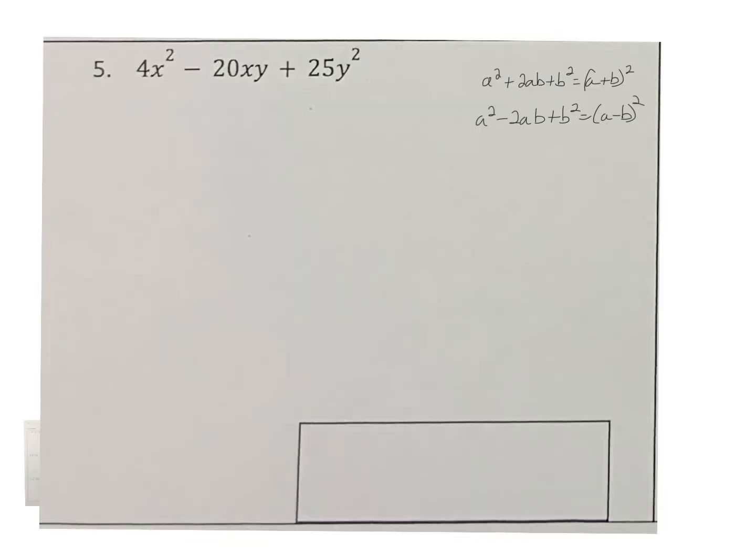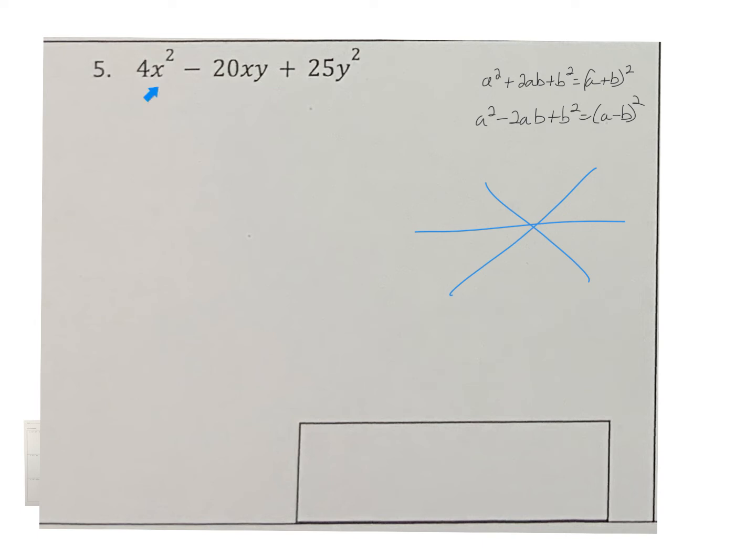All right, number 5. This one is 4x squared minus 20xy plus 20y squared. Now, you can always use our X puzzle or the snowflake puzzle in order to work this out. You can multiply 4 times 25 and get 100, then find the factors of 100 that equal negative 20, which would be 10.